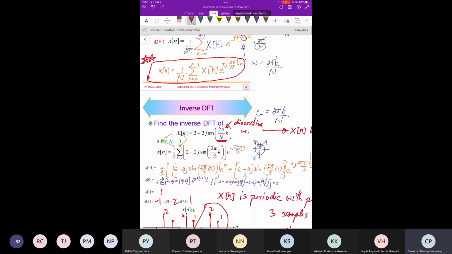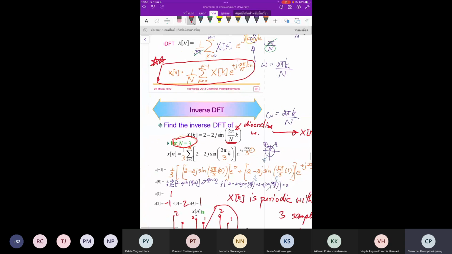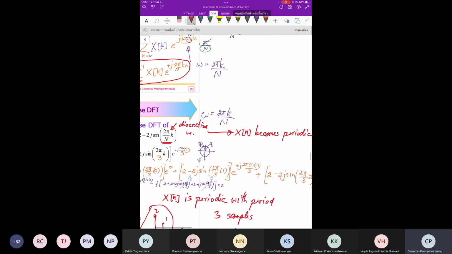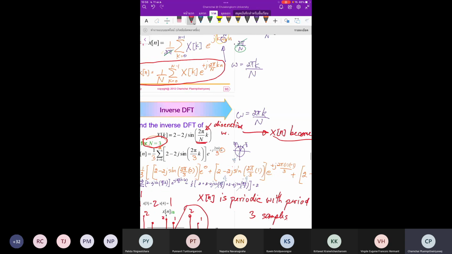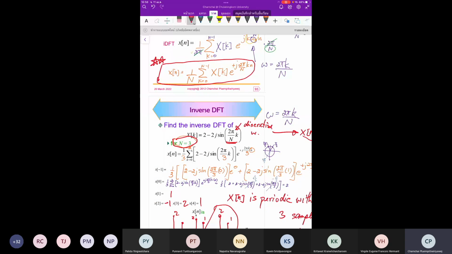And what's the periodic function? This one is periodic with period n equal to 3. If you use capital N, you sample one period in the frequency domain, 3 samples for one period, which is 2 pi, right? If you discretize it, it's going to become periodic in the time domain as well. You can see that. This is the relationship between time and frequency.